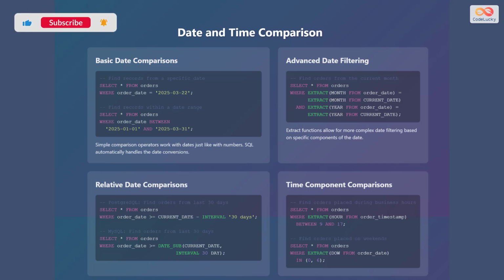Extract functions enable more complex date filtering based on specific components of the date. To find orders from the last 30 days, you can use date arithmetic to compare the order date to a date 30 days in the past. To find orders placed during business hours, you can use the extract function to extract the hour from the order timestamp and compare it to the desired range. Or find orders placed on weekends using the extract function and the IN clause.